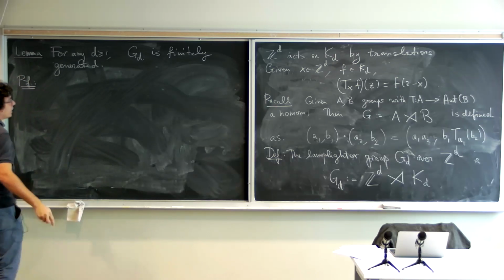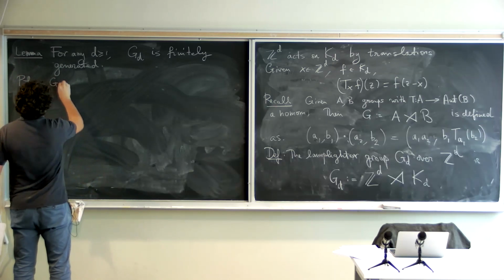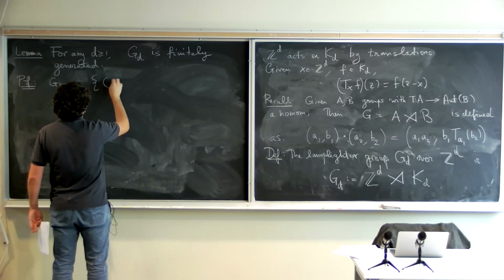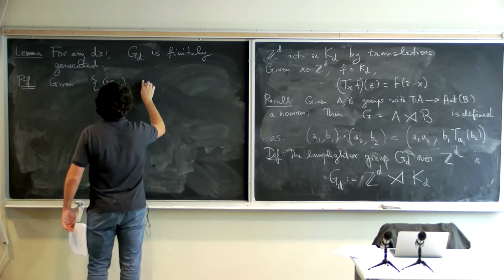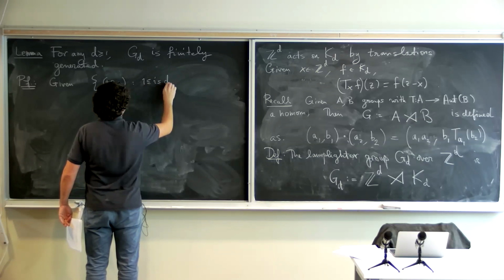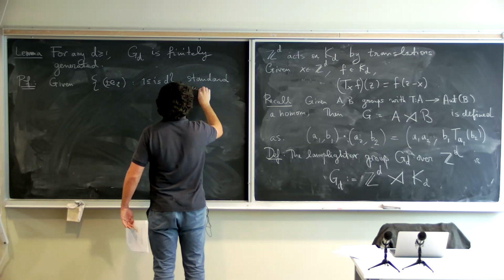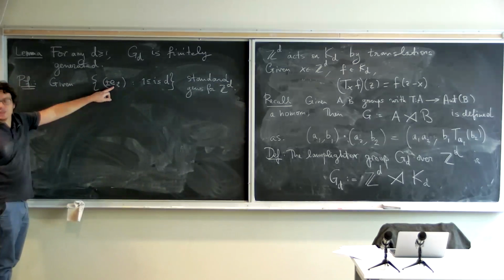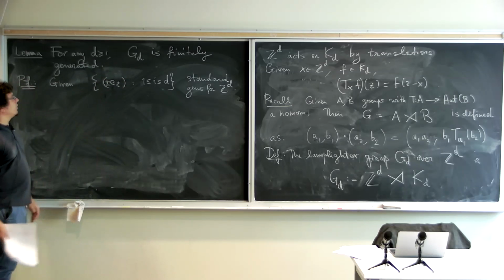Why is that? Well, again, let's start with the generating set for ZD. Let's call it plus minus EI, such that these are the standard generators for ZD. I mean, these are just the unit vectors. Right? This is just a vector with just one in coordinate I and 0 everywhere else.